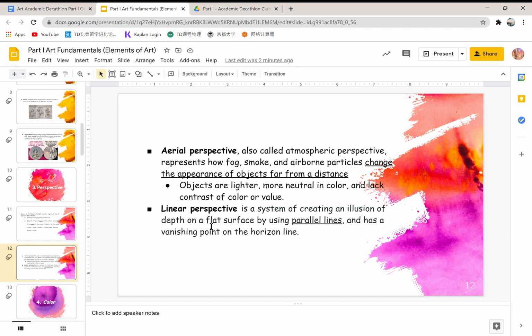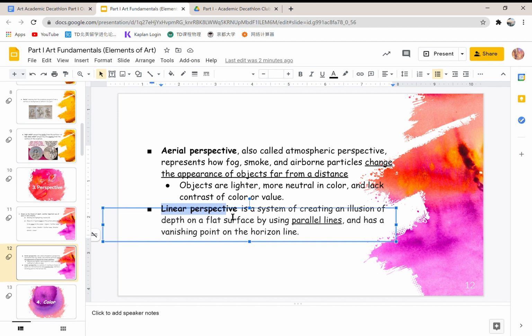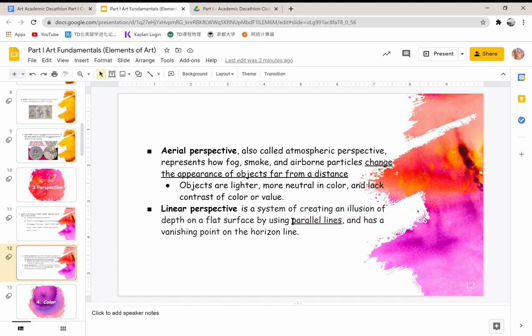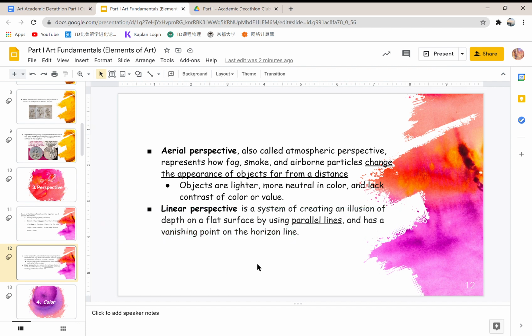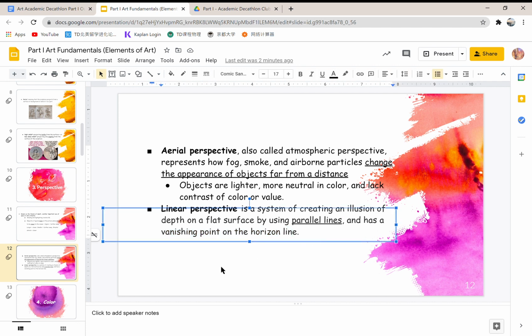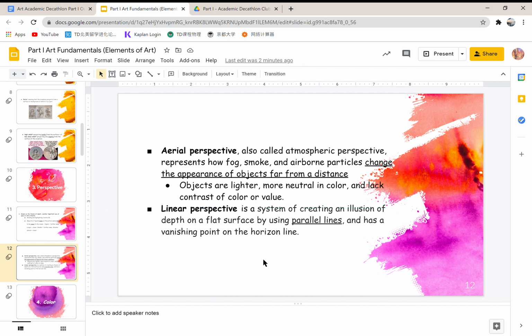The second type of perspective is called linear perspective. Linear perspective is a system of creating an illusion of depth on a flat surface by using parallel lines and has a vanishing point on the horizon line. So eventually you will see a vanishing point on the picture, and that's called linear perspective.